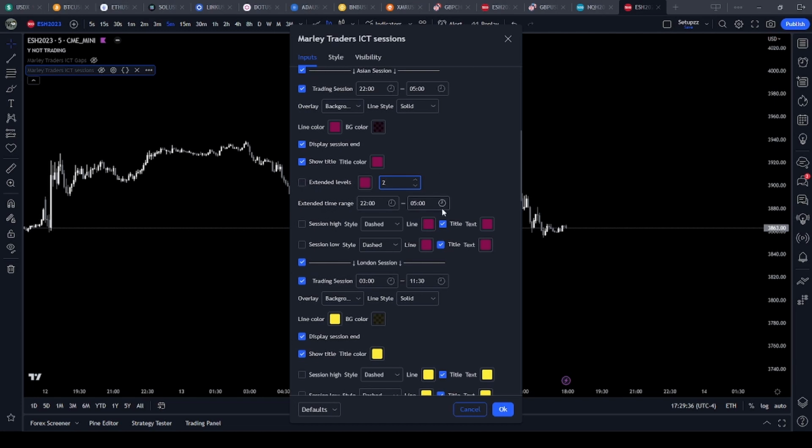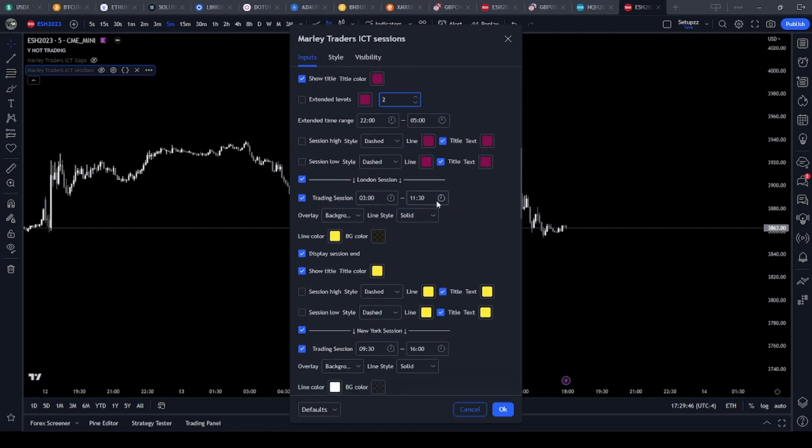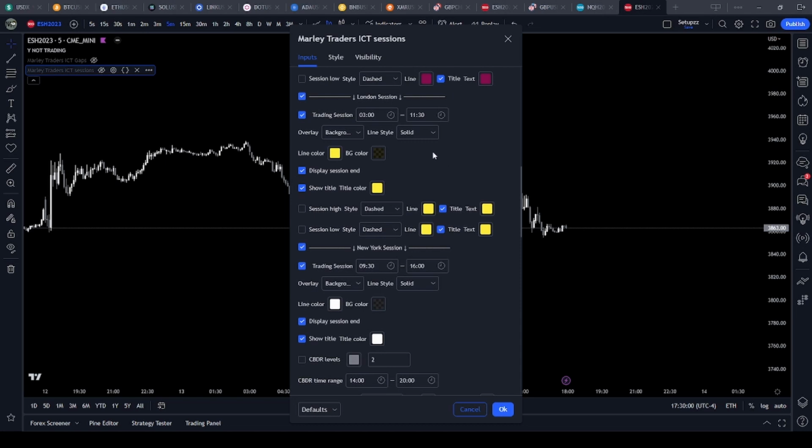This is the time. It prints the session high. You can activate it if you like, or leave it the way it is. The same goes for London. This is the trading session time, again in New York time. If you're in London or wherever you are, you have to adjust this to whatever time you want. Just like with any indicator, you go to the settings and customize it the way you want if it doesn't suit your trading time or your strategy.